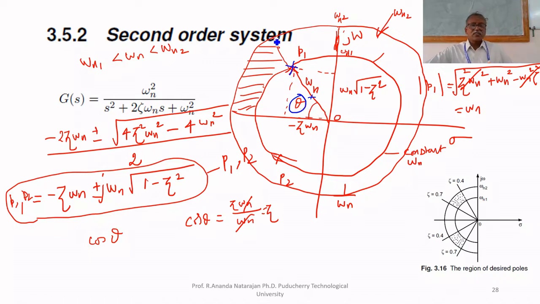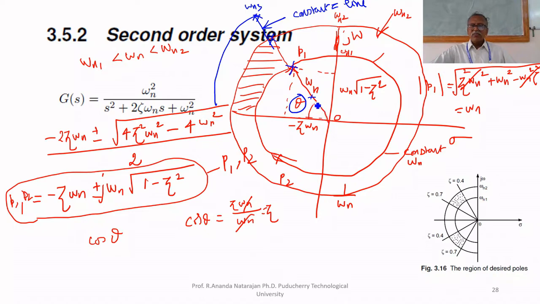Theta is constant. If you select a point here, omega n2, omega is varied, but theta is constant. Suppose I am having another system, its omega is omega n3. If you extend that line, same theta. Therefore, this line is called the constant zeta line.